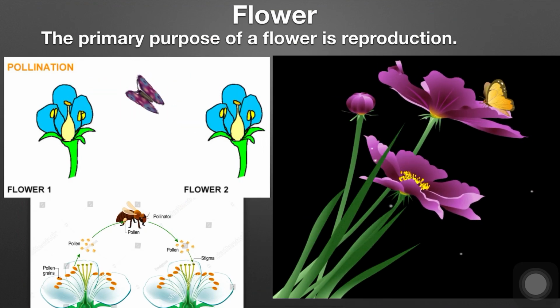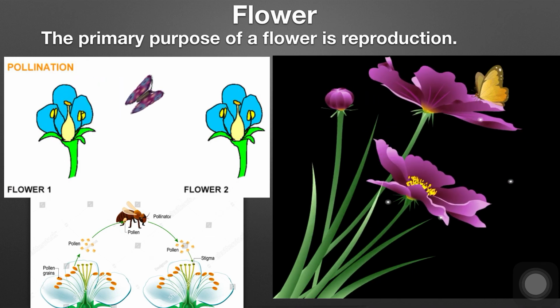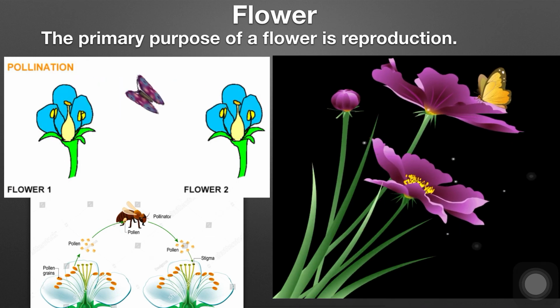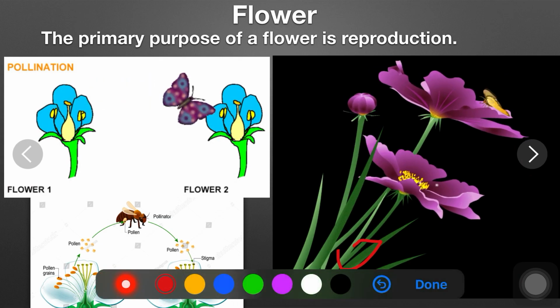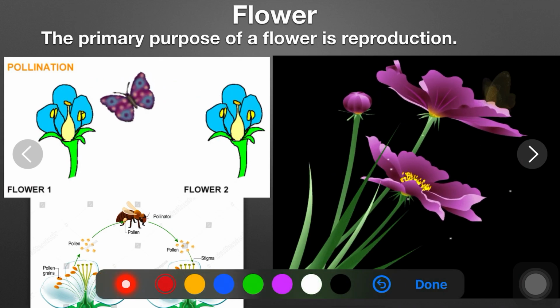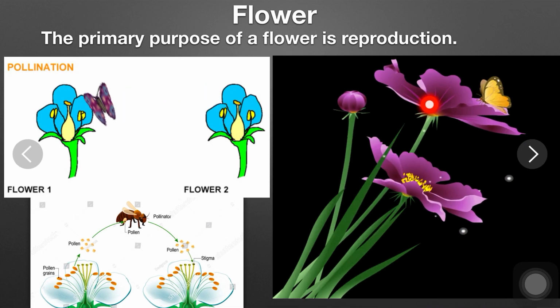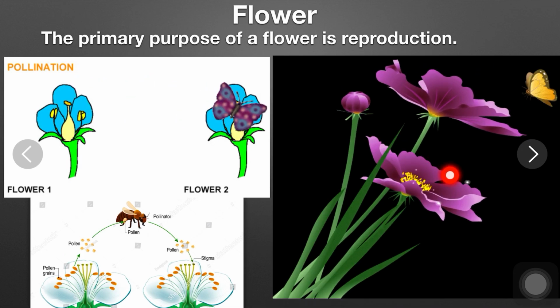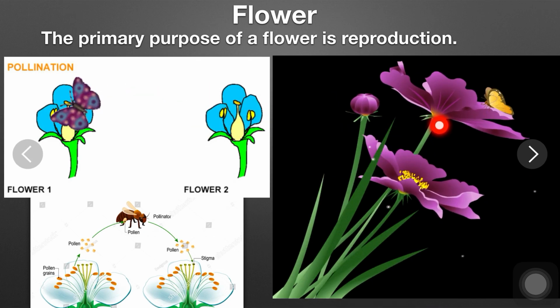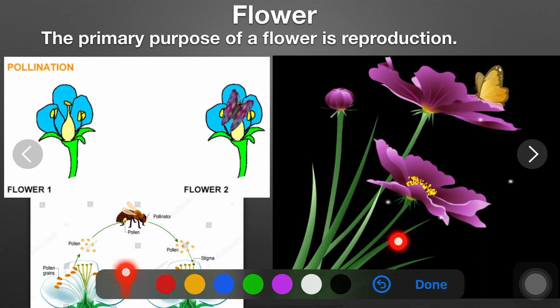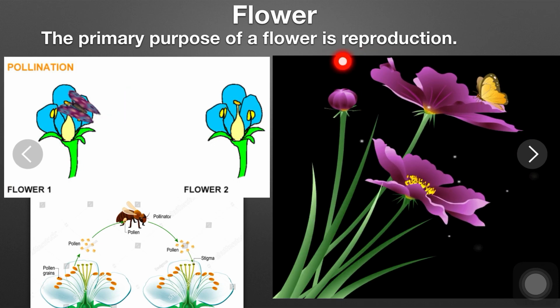Next structure is the flower. This is the most attractive part of a plant. It is connected to the stem by a stalk which may be long or short. A flower has a typical color and shape. The flower is an important means of reproduction.